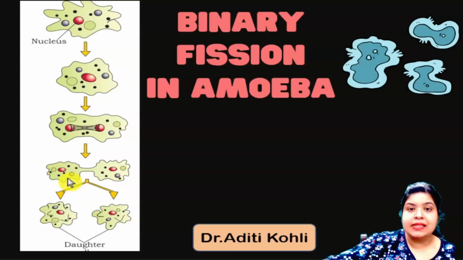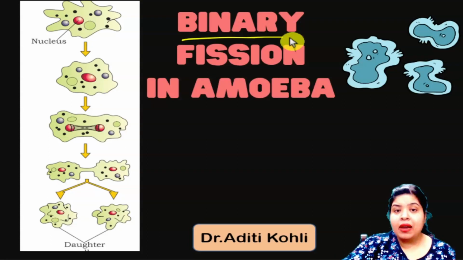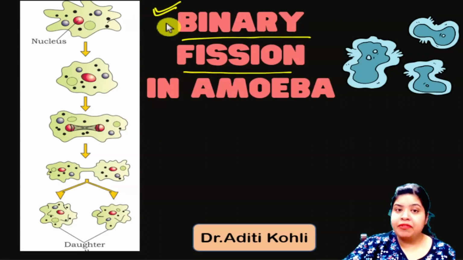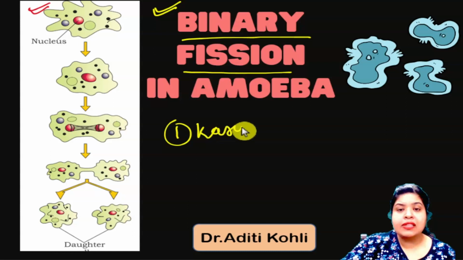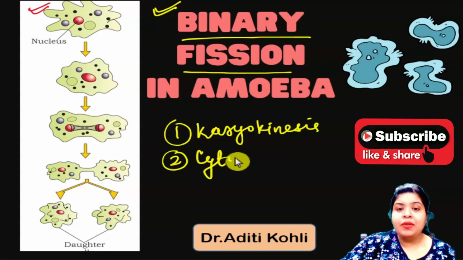Next is one more example, which is binary fission in amoeba. Amoeba is reproducing by binary fission. This is the parent cell in amoeba, with the nucleus and the cytoplasm present, and the pseudopodia outside. Here first the karyokinesis will happen, which is followed by the cytokinesis. First the nucleus is going to divide, which we call karyokinesis, and this is followed by cytokinesis, which is the division of cytoplasm.